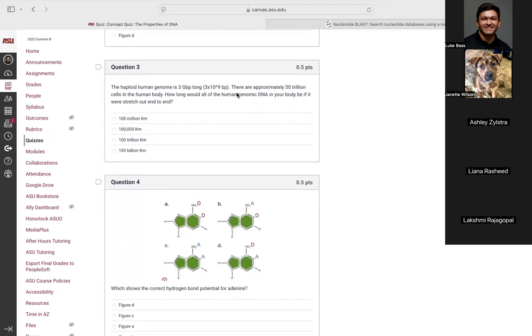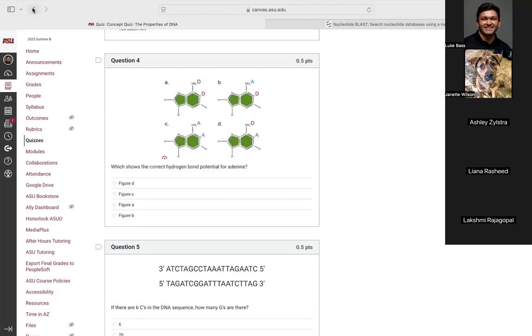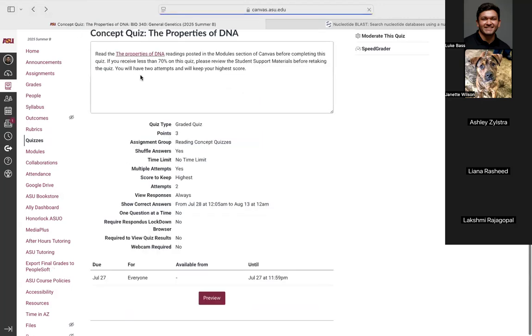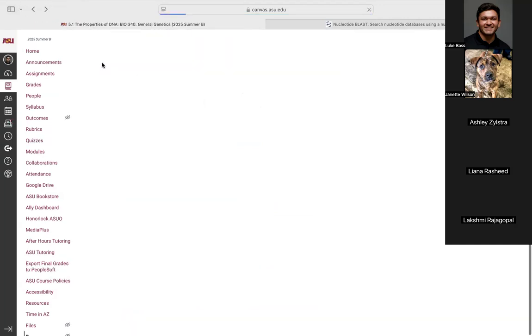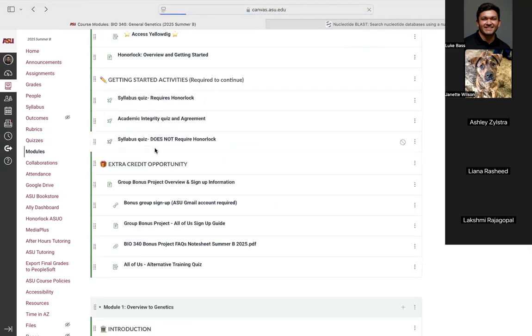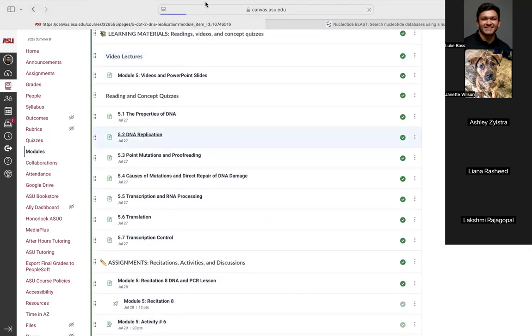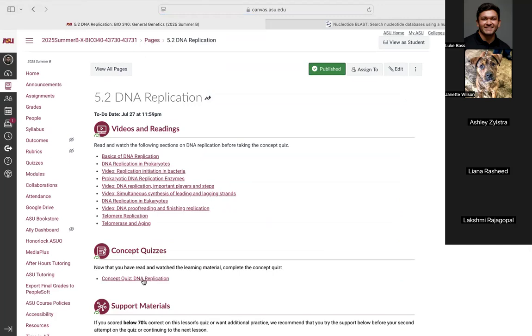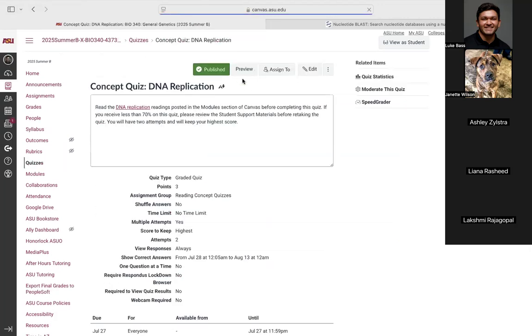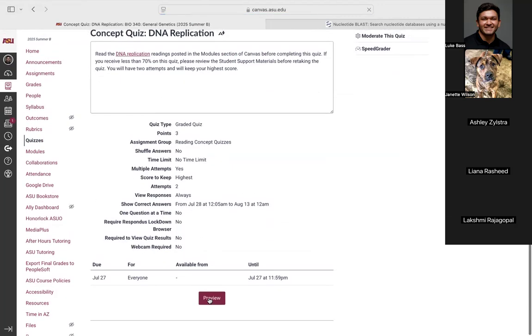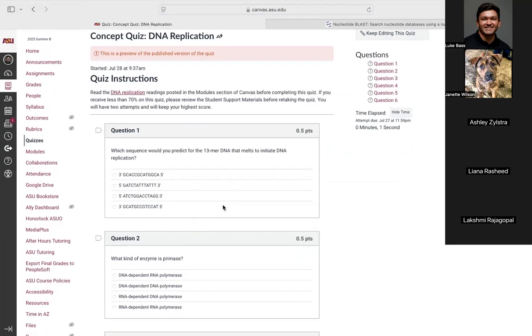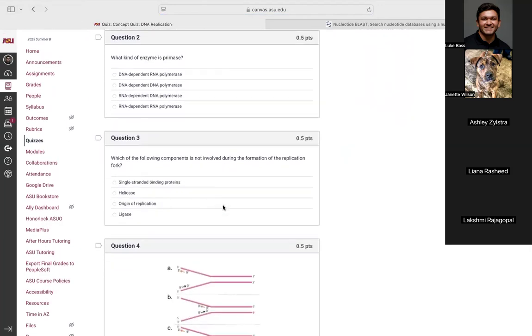Cool. So if there's no other questions on this one, we can go to 5.2. All right, looking at DNA replication. I know that Ashley has a question on number 4 on this quiz. Is that right?